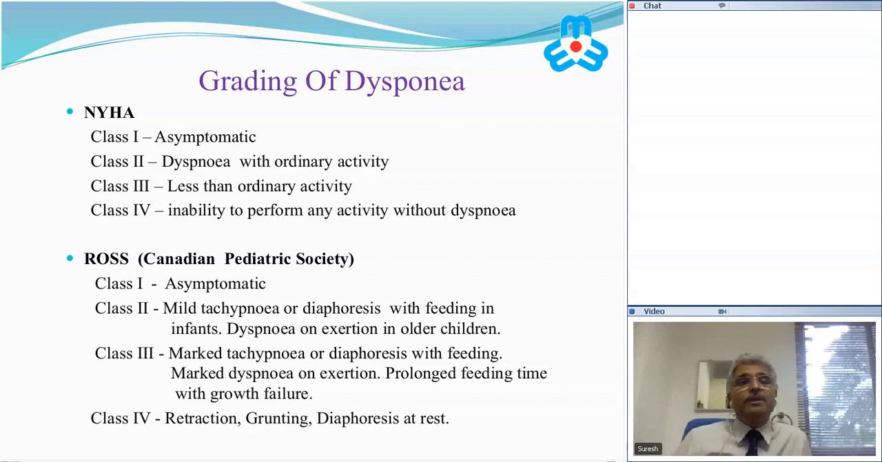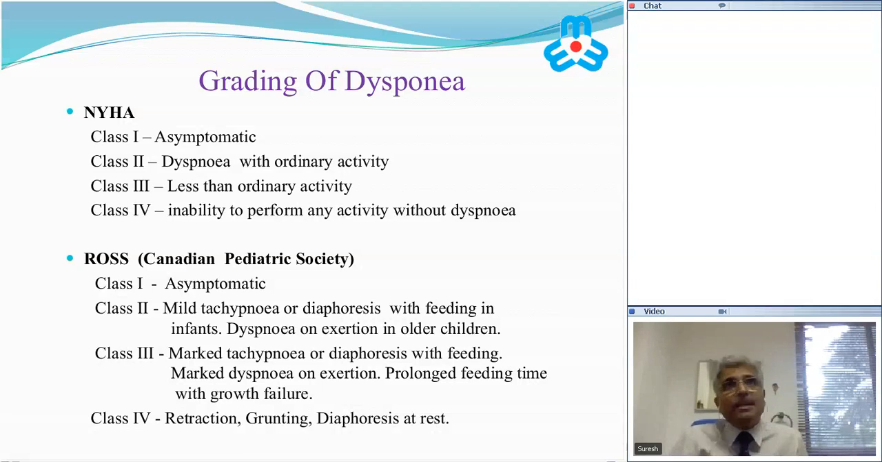However, this is very useful in adults. What about children, infants? It is very difficult to apply the NYHA concept of grading to small babies, and that's why the Canadian Pediatric Society evolved the ROSS grading of heart failure. Class 1 in ROSS is, of course, no symptoms. Class 2 is mild tachypnea or sweating which occurs with feeding.